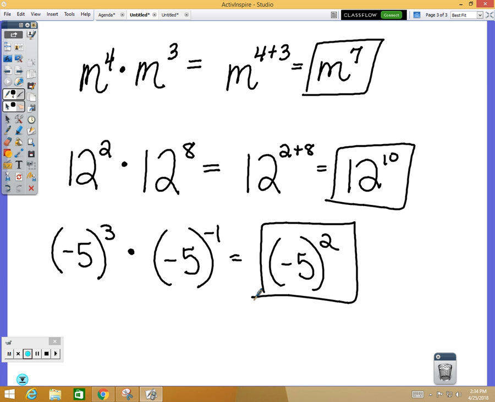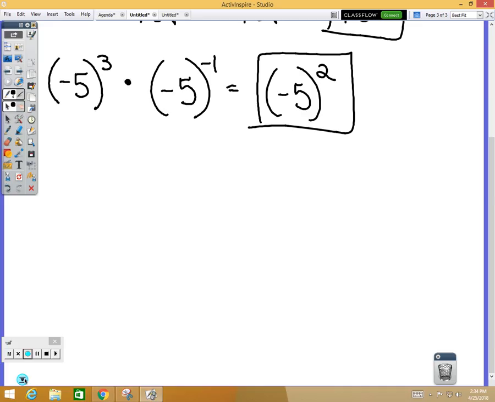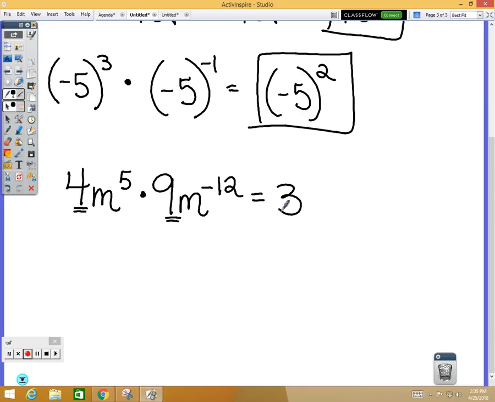All right, now let's do some that have coefficients. This is where you would actually multiply things. So again, a coefficient is a number in front of a variable. So the first thing that we would do is multiply our coefficients. 4 times 9 is 36. Our base is m. And then carefully, we're going to use our integer rules. 5 plus -12 is -7.